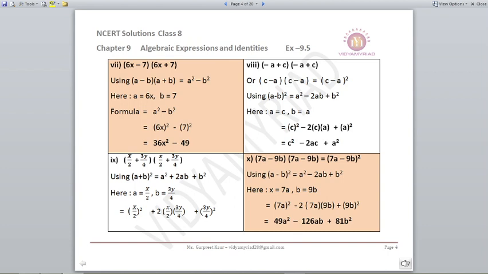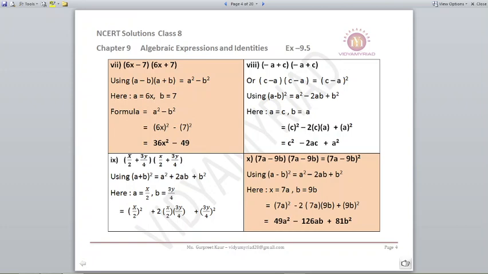Last part, the 10th part, 7a minus 9b into 7a minus 9b. Both are same. That means I can write it as (7a minus 9b) the whole square, that is (a minus b) the whole square. So the formula applied over here is a square minus 2ab plus b square. So a here is 7a and b here is 9b.